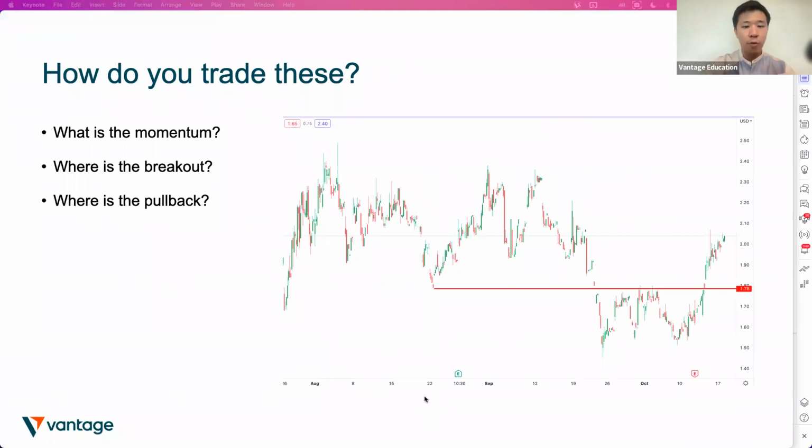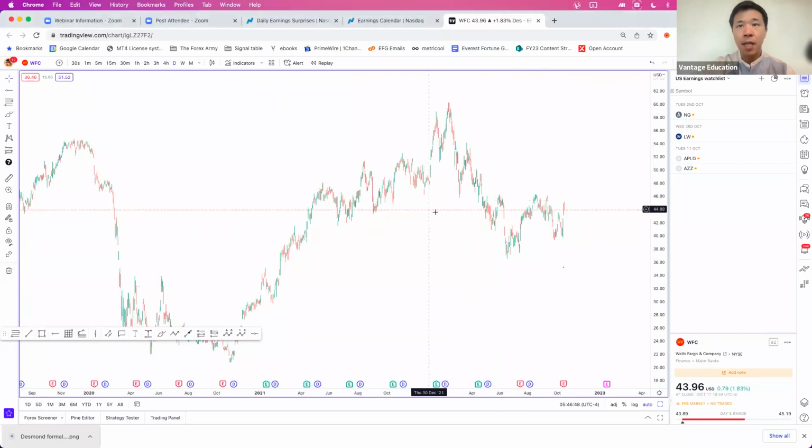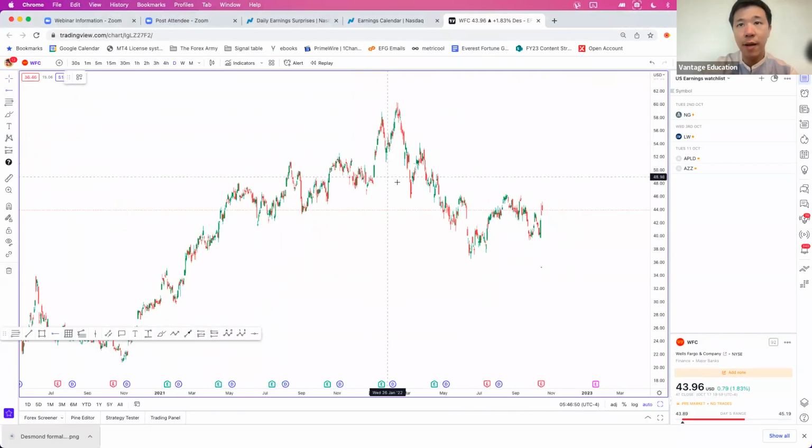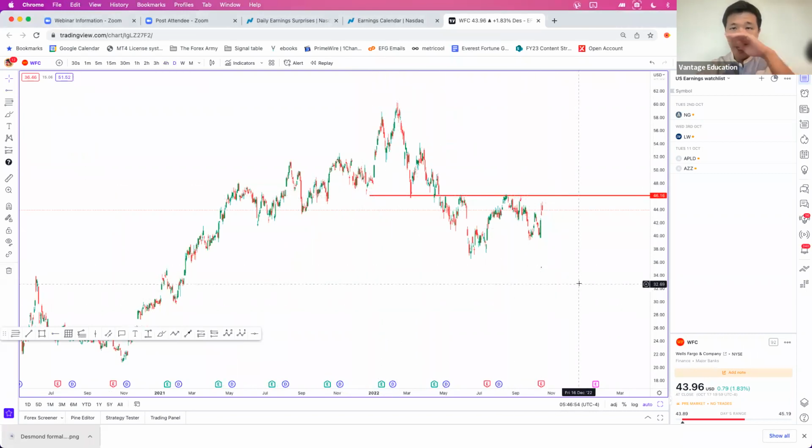Where's the breakout and where's the pullback? Okay, let's go into here. The breakout, which I foresee is going to happen, is likely over here. This is a big resistance level. If Wells Fargo's positive earnings surprise is not enough to help you break up beyond this, then it's a warning sign that price is going to reverse from there, because it is a key resistance level.